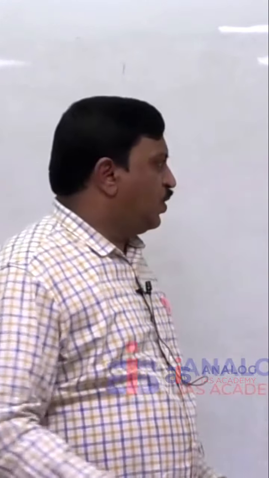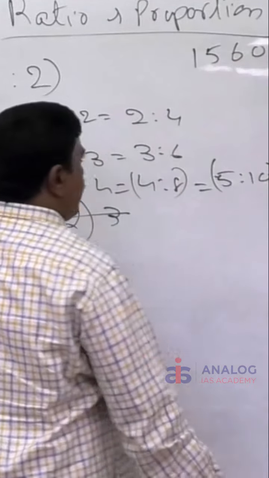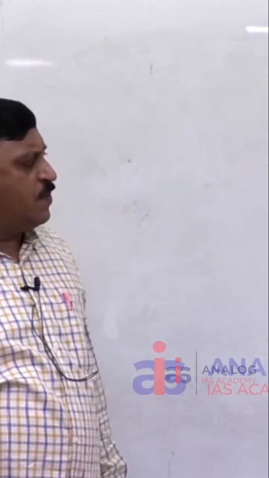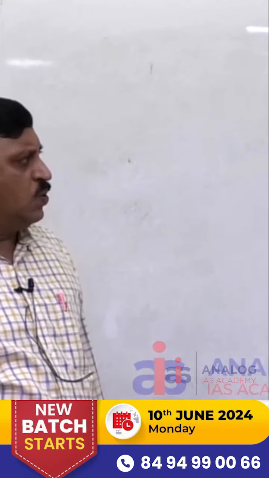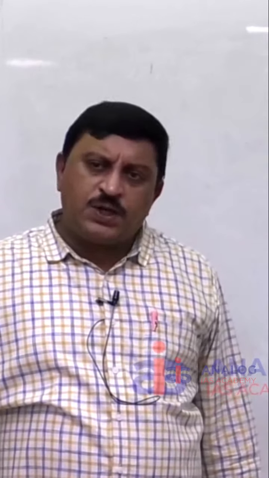An amount of 1560 rupees is divided among A and B in the ratio 3:1. Find the share of A.